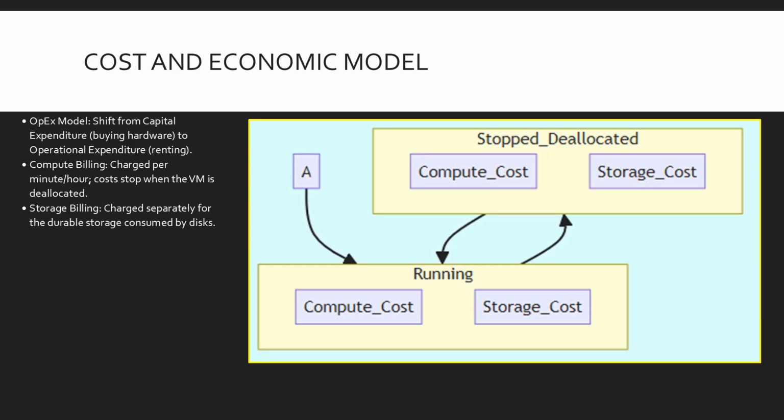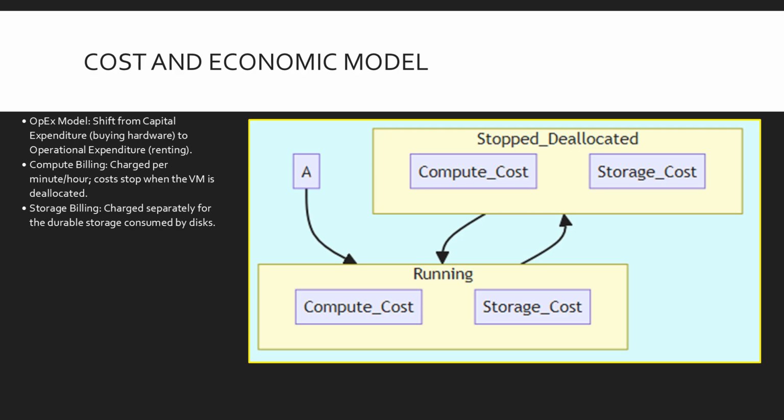Financially, IaaS represents a shift from capital expenditure, or CapEx, to operational expenditure, or OpEx. You avoid the upfront costs of buying hardware. Instead, you pay for compute resources based on usage, typically per minute or second. Crucially, if you stop and deallocate a VM, you stop paying for the compute charges. However, remember that storage is billed separately. Even if the VM is stopped, you continue to pay for the persistent disks that hold your data.